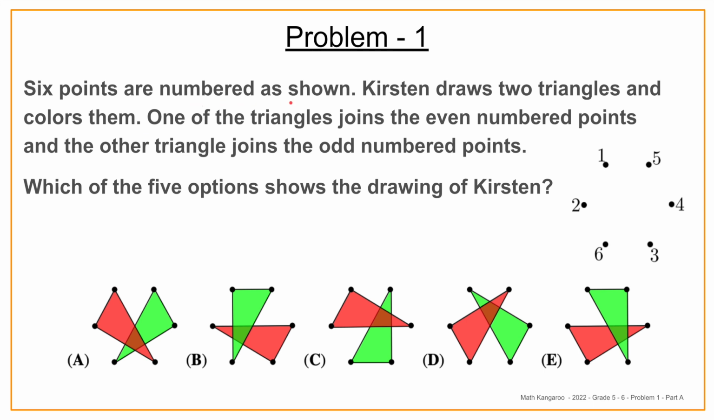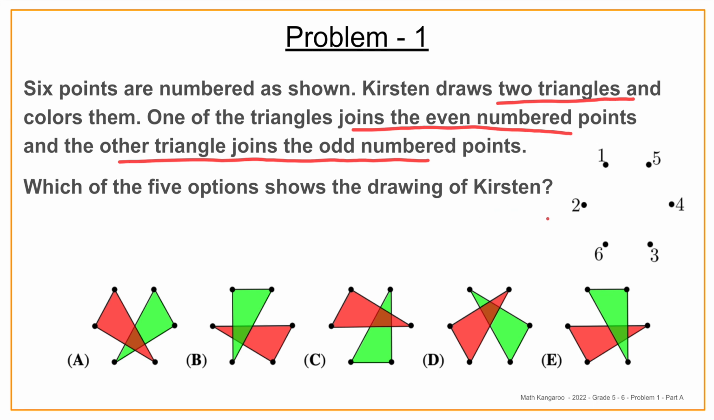6 points are numbered as shown. Christian draws two triangles and colors them. One of the triangles joins the even numbered points and the other triangle joins the odd numbered points. Which of the 5 options shows the drawing of Christian?